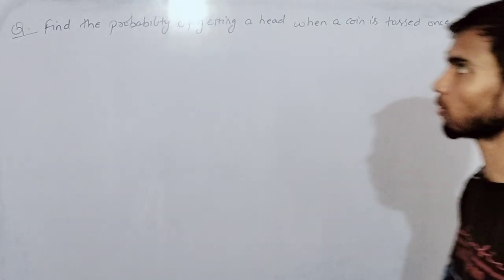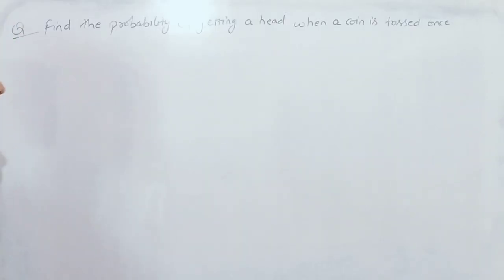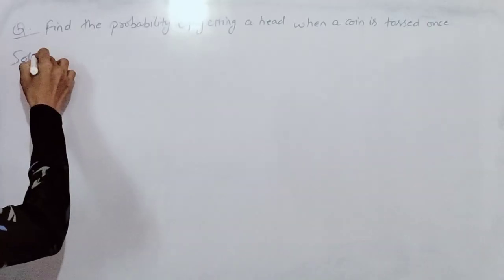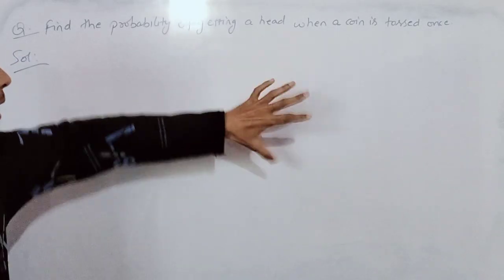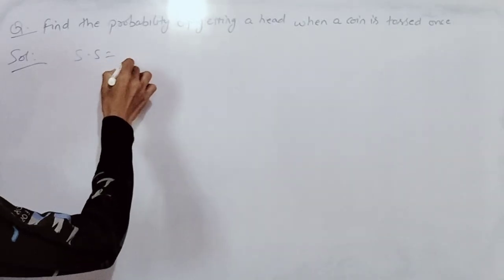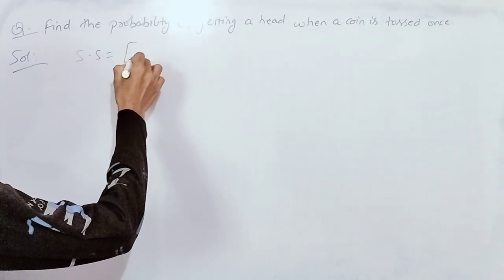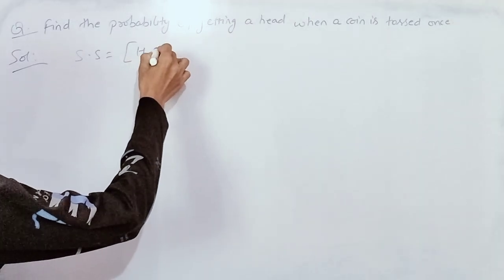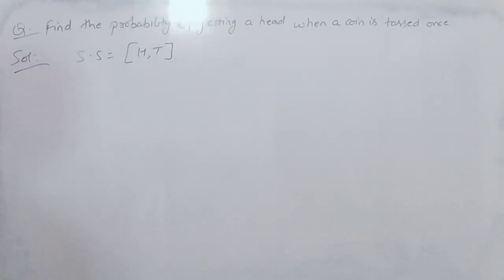Find the probability of getting a head when a coin is tossed. You are clear that the sample space of a coin would be what? Head and tail. Yes, sample space.